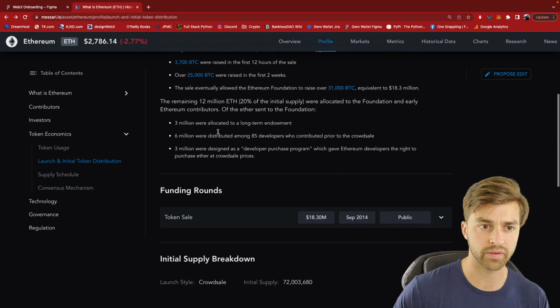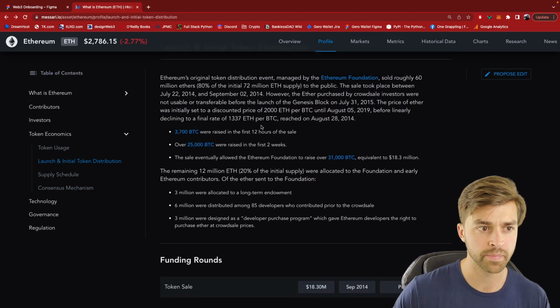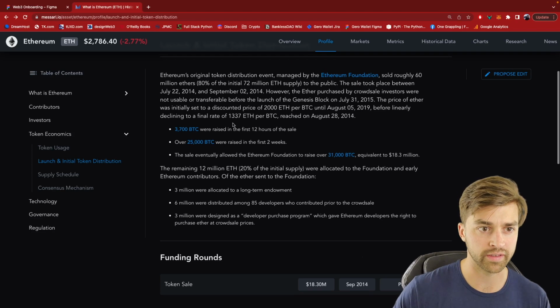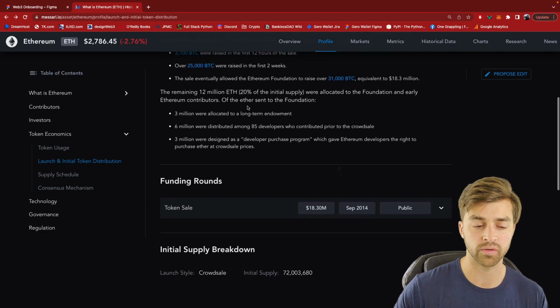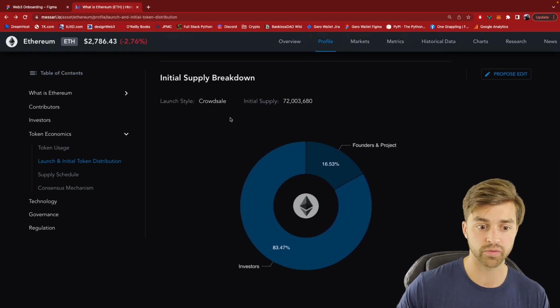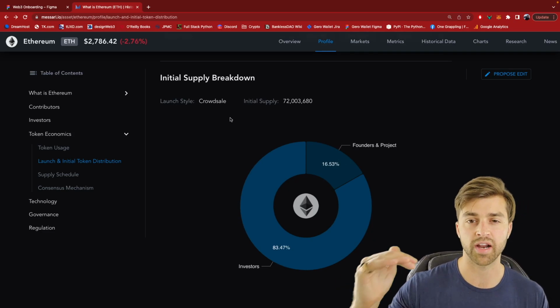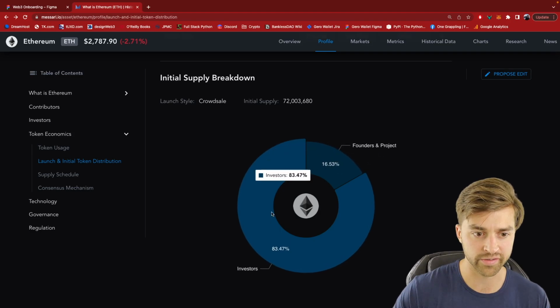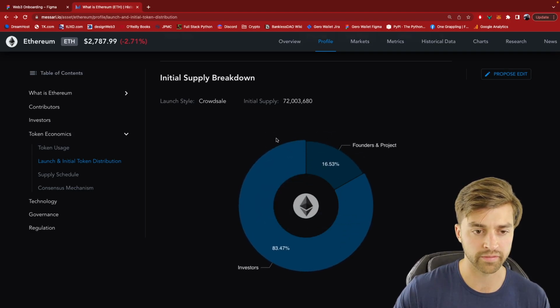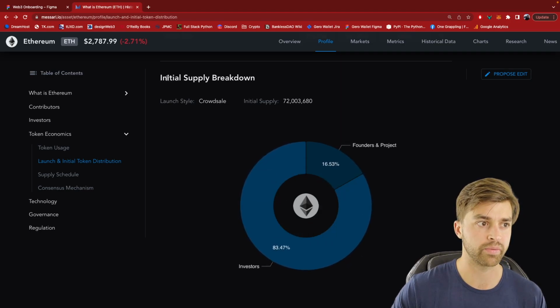So let's juxtapose a couple things, right? Ethereum launched a crowd sale of 80% of its initial 72 million ETH supply in 2014 to the general public. So public investors in 2014 could buy Ether at the ground level, and you can see that the project really, the majority of the Ether token supply is held by investors, around 83%.